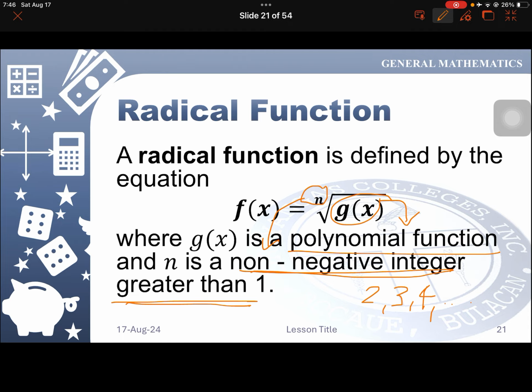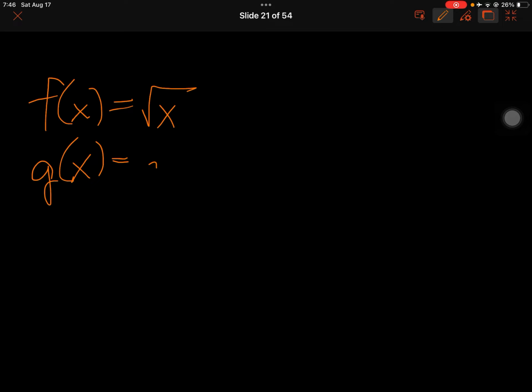Okay? So, if you see any radical sign that contains any variable, then it is considered a radical function. So, for example, f of x is equal to square root of x. As simple as this one, this is considered a radical function. So, another example for the radical function is cube root of 1 minus x.